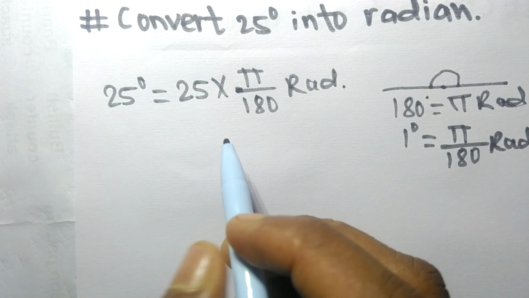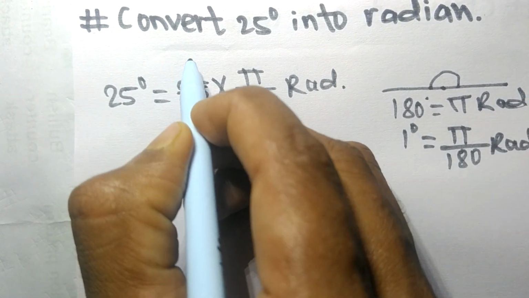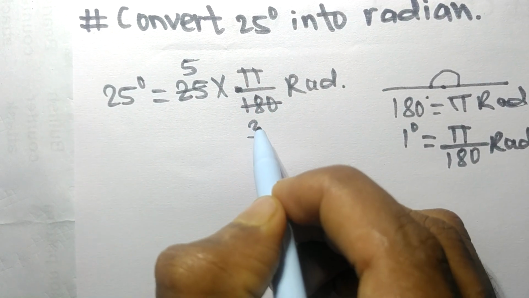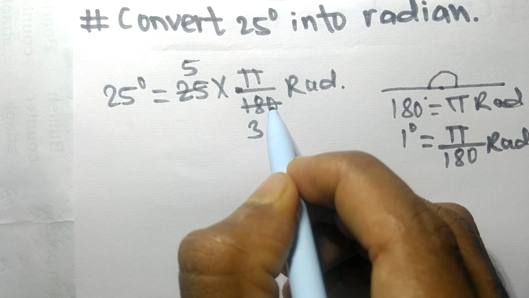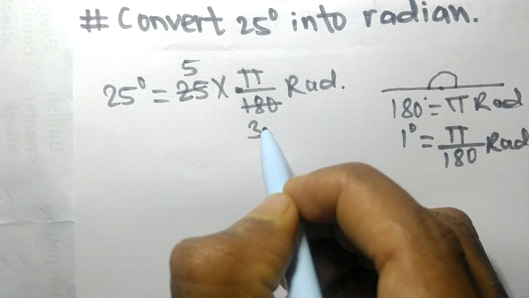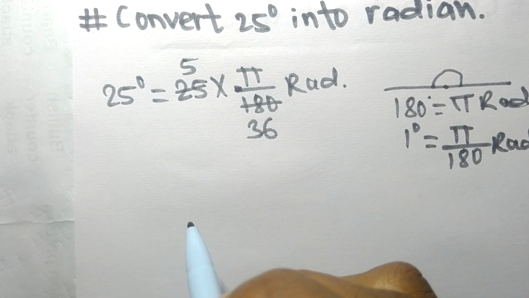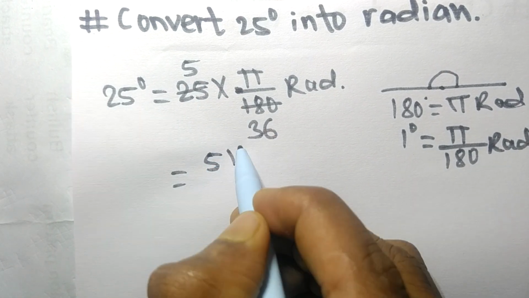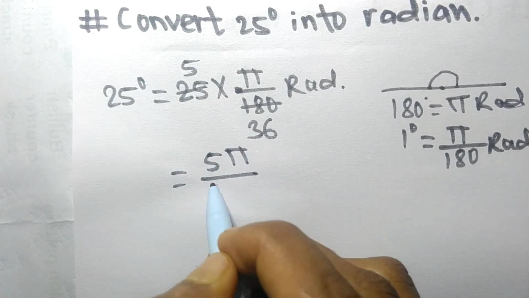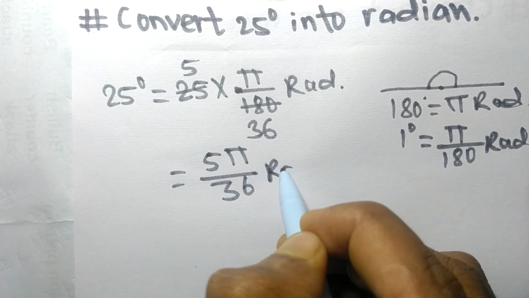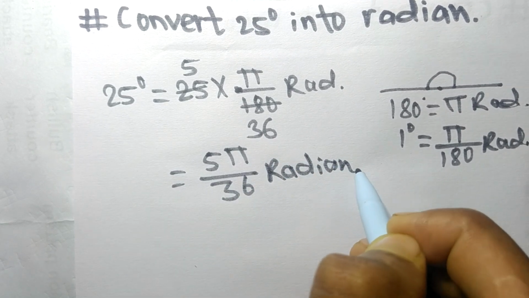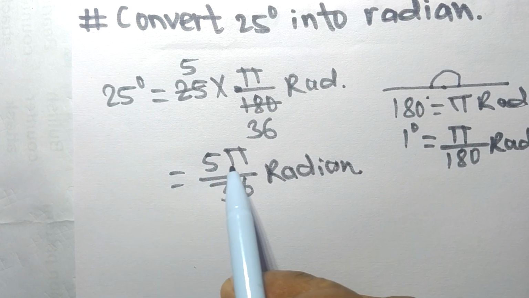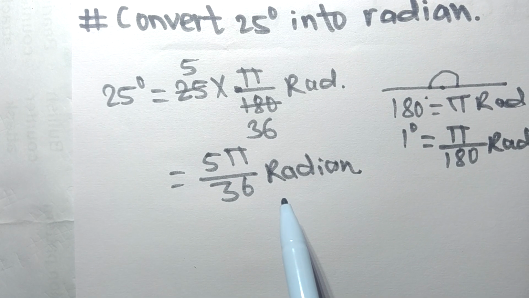So now we cancel the numbers. So 5 times 5 mean 25. 5 times 3 mean 15. Remainder 30. 5 times 6 mean 30. So now it becomes 5 pi by 36 radian. So 25 degree is equal to 5 pi by 36 radian.